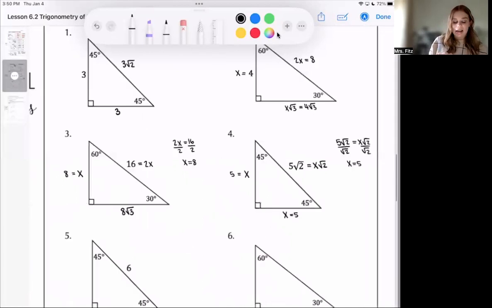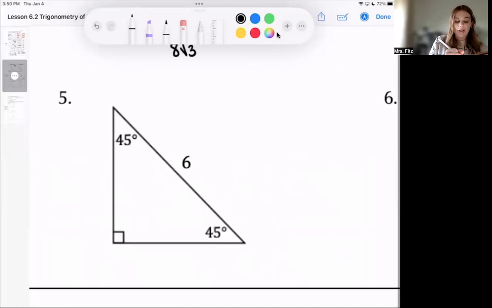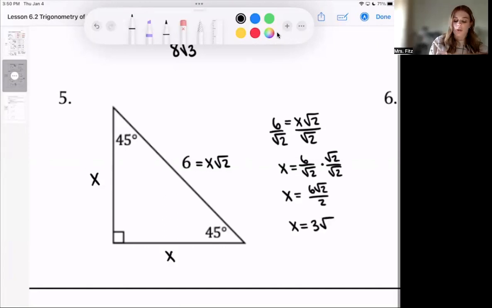All right. Number 5, we have another 45, 45, 90. Very similar. Both legs are x. The hypotenuse is x √2. So if we know that 6 is equal to x √2, we can divide by √2. X equals 6 divided by √2. Let's go ahead and rationalize that just to make it cleaner. Multiply by √2 over √2. X equals 6 √2 over 2. Well, 6 divided by 2 is just 3. So x equals 3 √2.